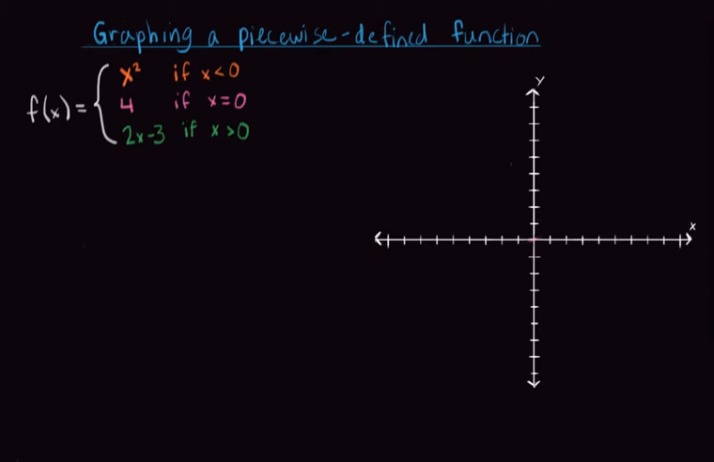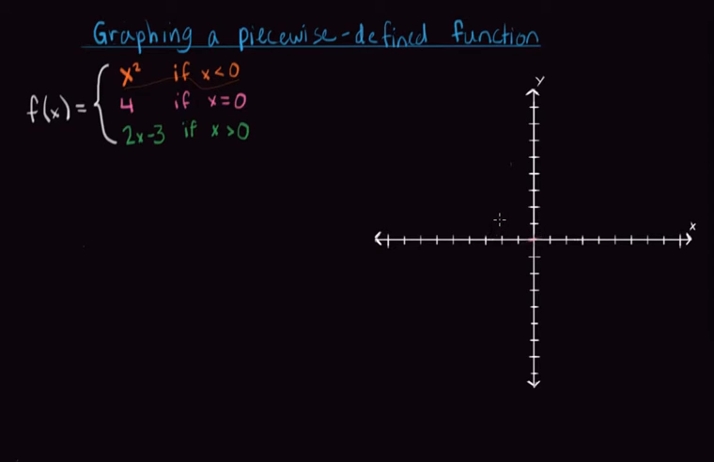The way to graph a piecewise defined function is one piece at a time. I'm color coding them so that you can see more clearly which function is which. Let's start with the orange piece, x squared if x is less than 0. That means we're dealing with all the domain in the region where x is less than 0, so nothing over here.